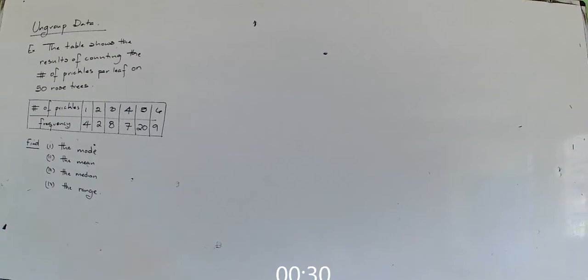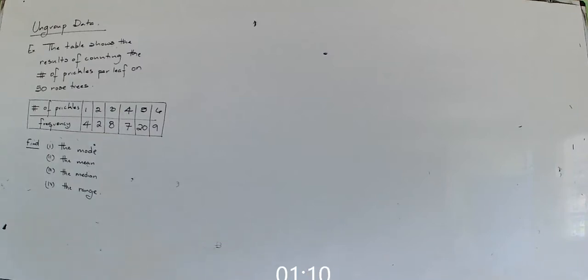It says the table shows the results of counting the number of prickles per leaf on 50 rose trees. So somebody had 50 rose trees, and for every leaf they counted the number of prickles. I don't know why they're doing it. When you're reading a statistical question, you must always be mindful of what information they're giving you.